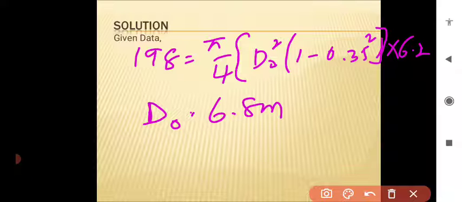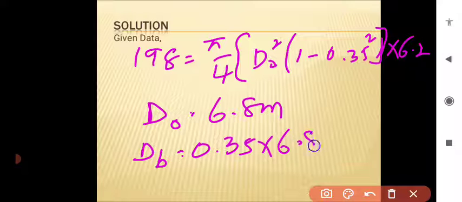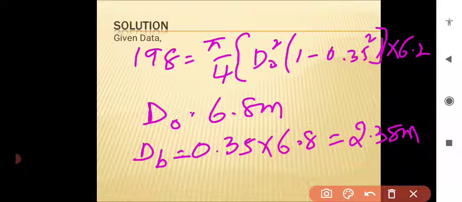From this we will get the diameter of the hub. So the diameter of the hub is equal to 0.35 into 6.8. So this is equal to 2.38 meter. So the diameter of the hub is 2.38 meter and the outer diameter is 6.8 meter.